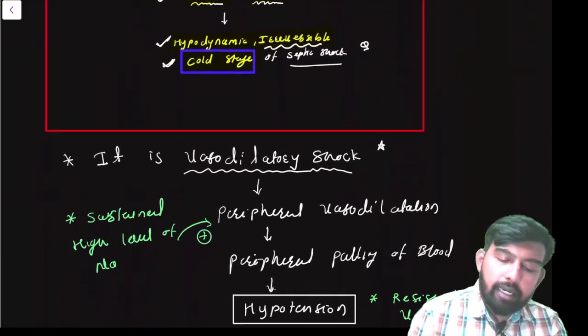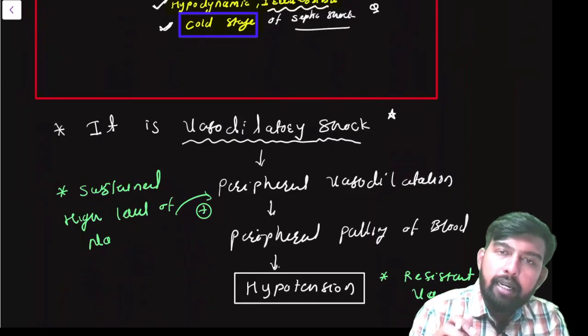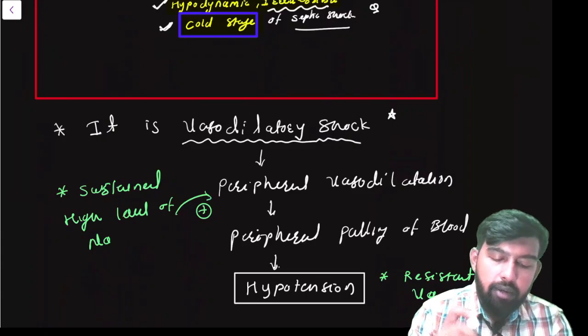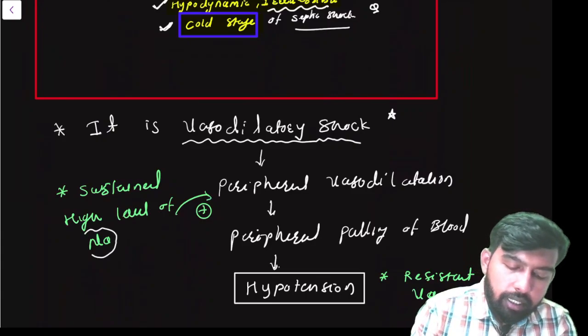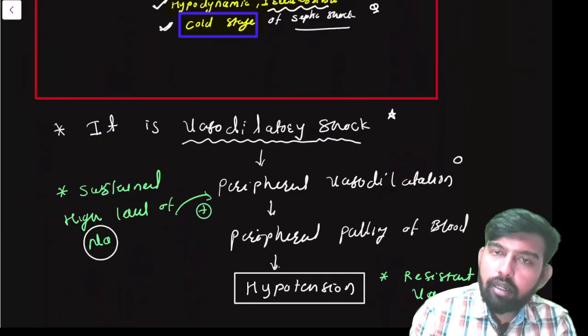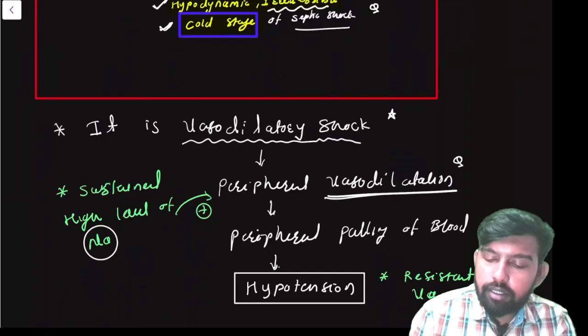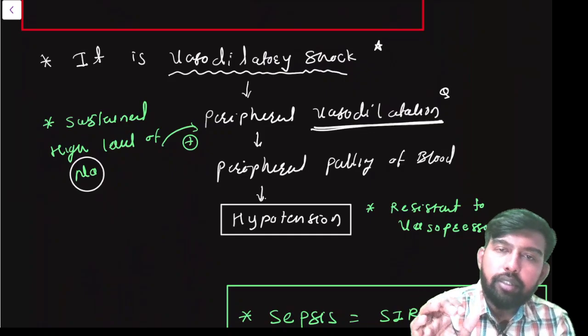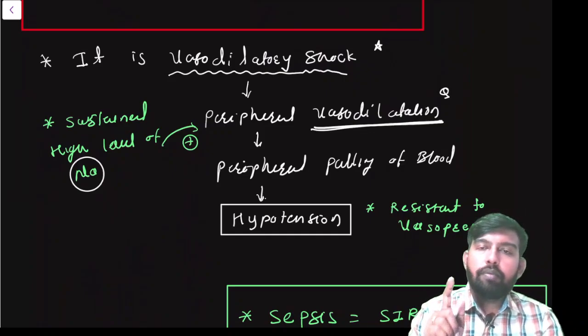So basically it is a vasodilatory shock. There are sustained high levels of nitric oxide which cause peripheral vasodilatation. So there is a pulling of the blood into the venous system.